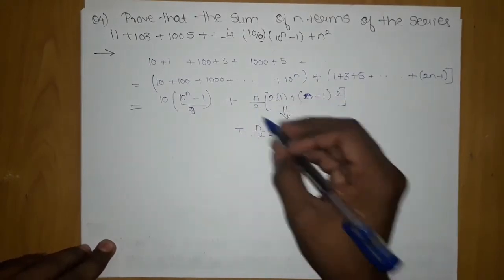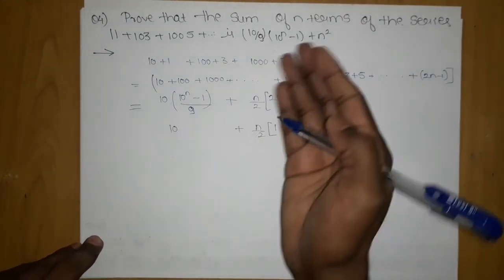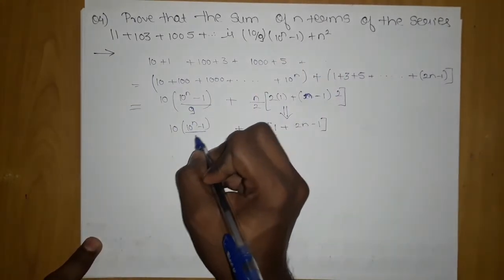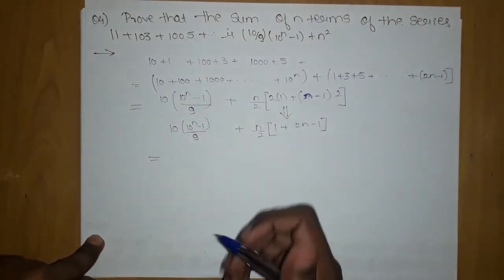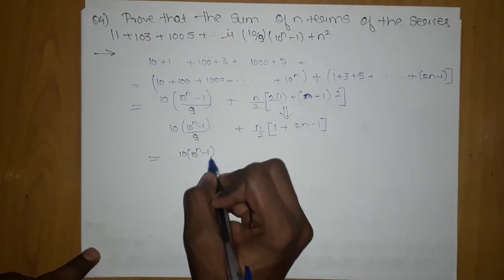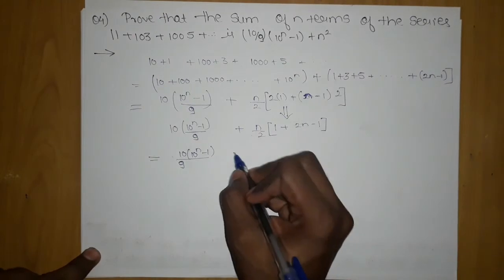While calculating it there will be manipulations. Why do that? Because we want to prove something, so don't go into such time-consuming things. Try to make it short, because you don't have that much time in JEE. Then this is (10 power n minus 1) by 9. Our one part is complete. Now this one thing is left.